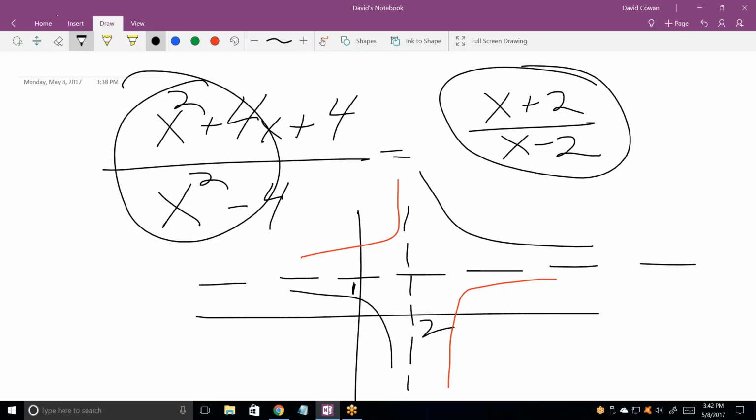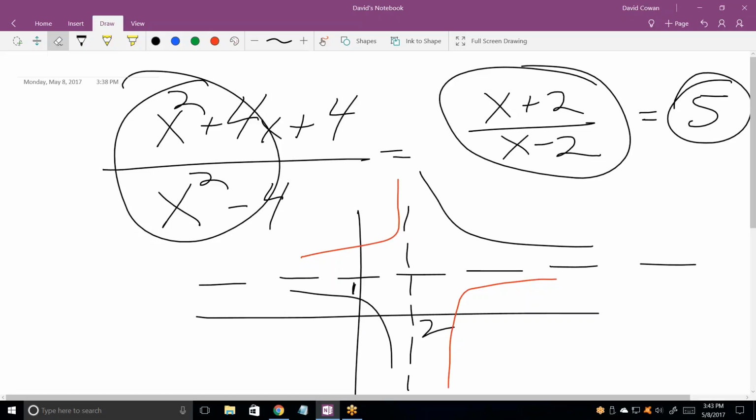Plug in a value for x that is to the right of 2. So what's a good value for x? 3. Okay. So when x is 3, y is 5. Am I on the black line or am I on the red line? On the black line. Absolutely. So I can erase the red. There's my curve.